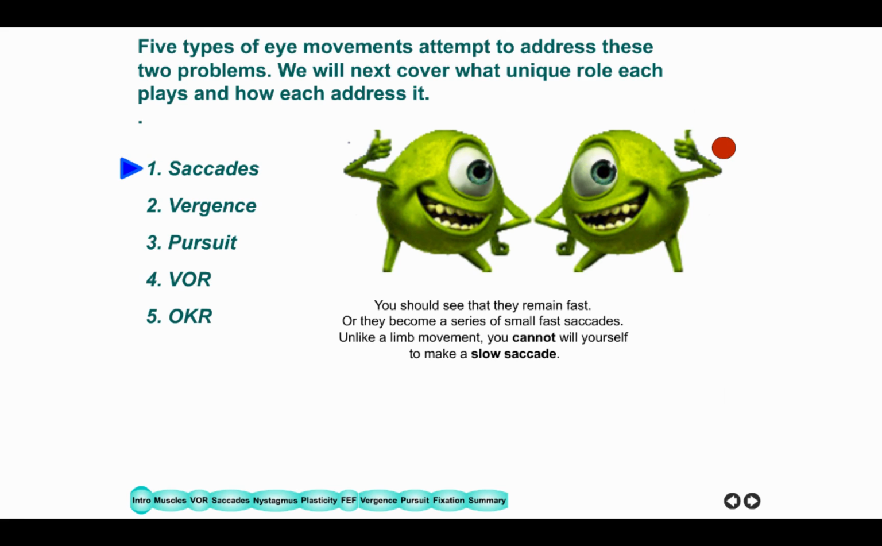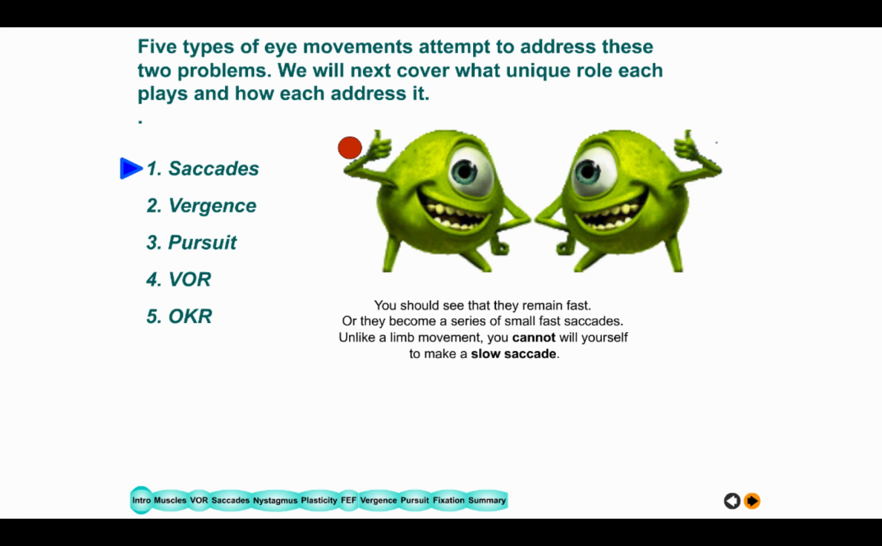So you should see that you can't make slow saccades. You should see that either the saccade breaks down into tiny little steps, but they're all fast, or it's one big fast movement. It's kind of neat because you can make an arm movement, or any other movement in your body, at any speed you want. But that's the one movement that you can only make quickly. And we'll find out a little bit about why that happens.